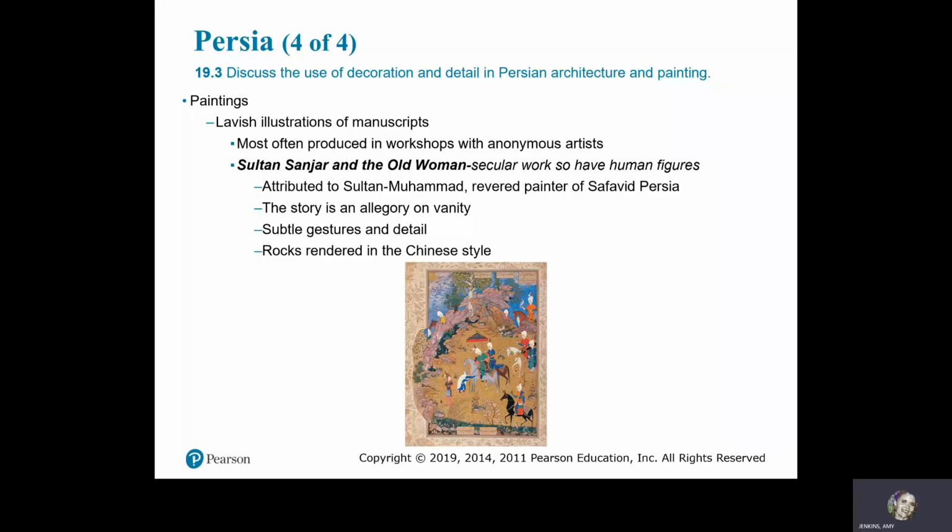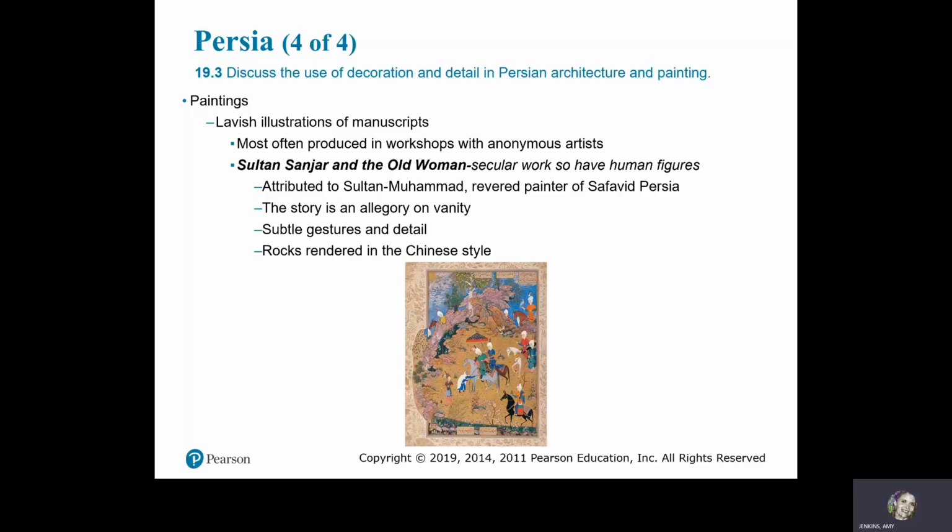Persian paintings have lavish illustrations of manuscripts. They're most often produced in workshops with anonymous artists. Sultan Sanjar and the Old Woman is a secular work, so that's why it has human figures. It's attributed to Sultan Muhammad, a revered painter of Safavid Persia.